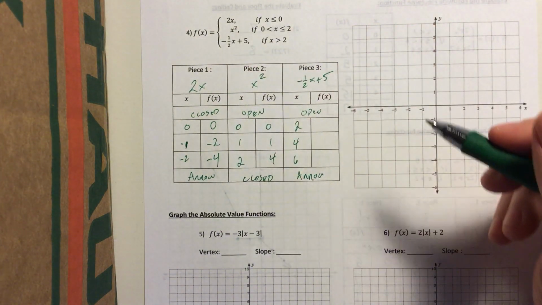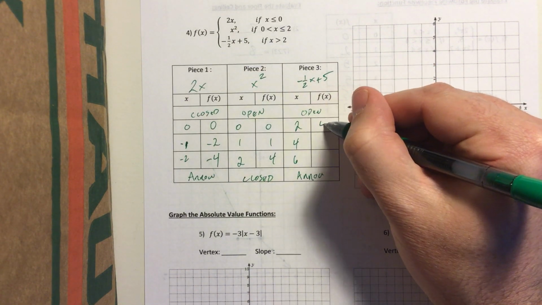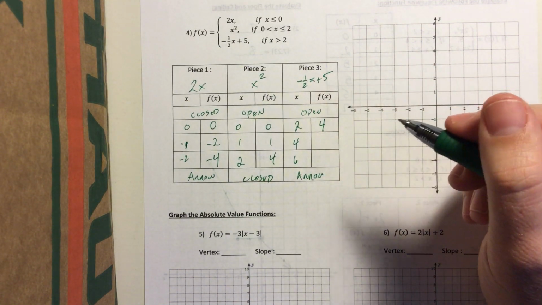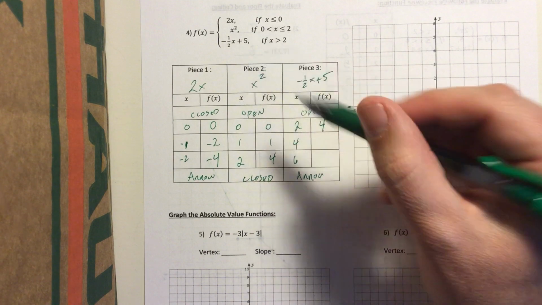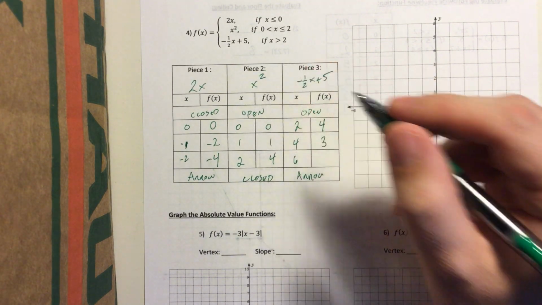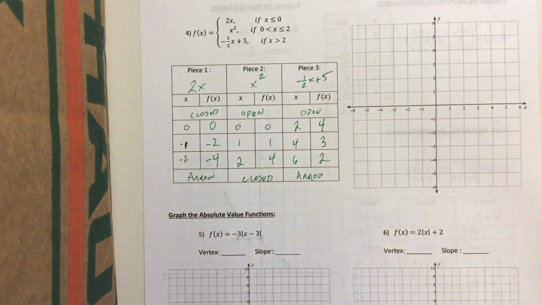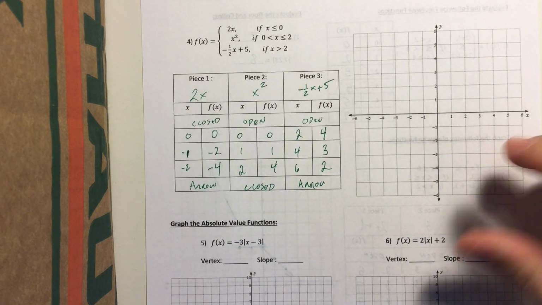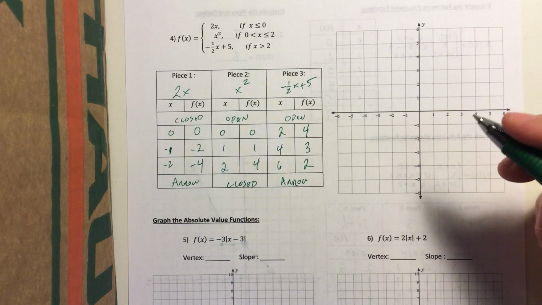If I plug in -1/2 times 2 plus 5, I think it's going to be 4. 4 times -1/2 plus 5, you should end up with a nice number of 3 and 6. If I plug that in, you're going to get 2. All right, and now we just graph it.